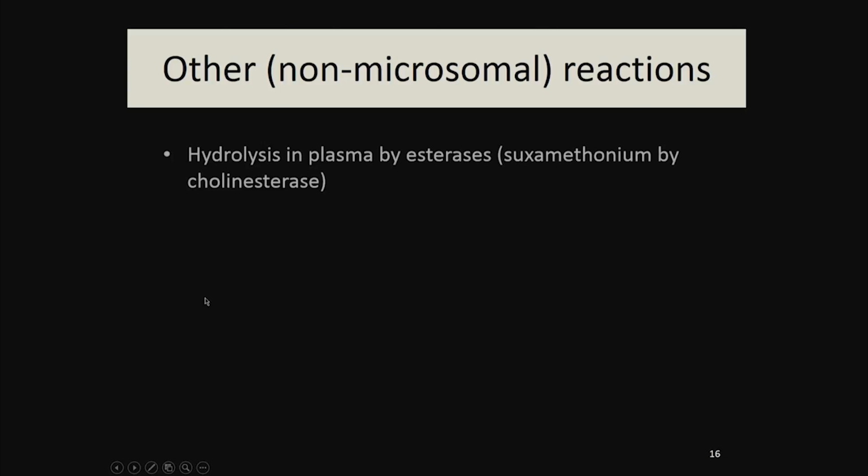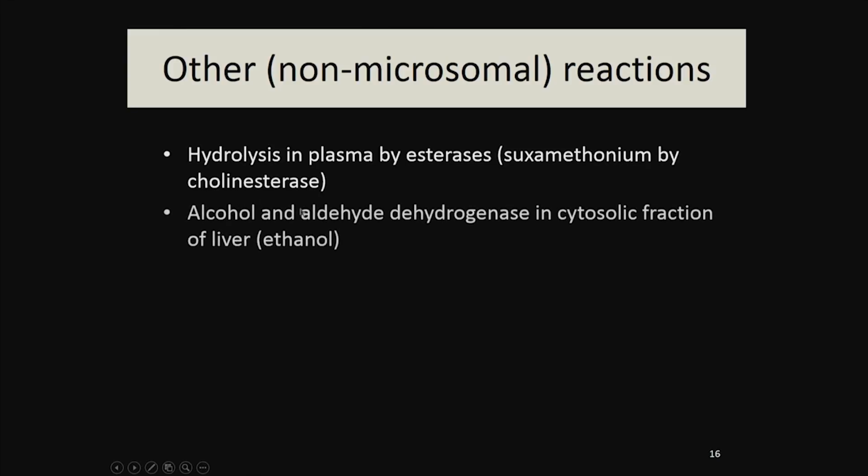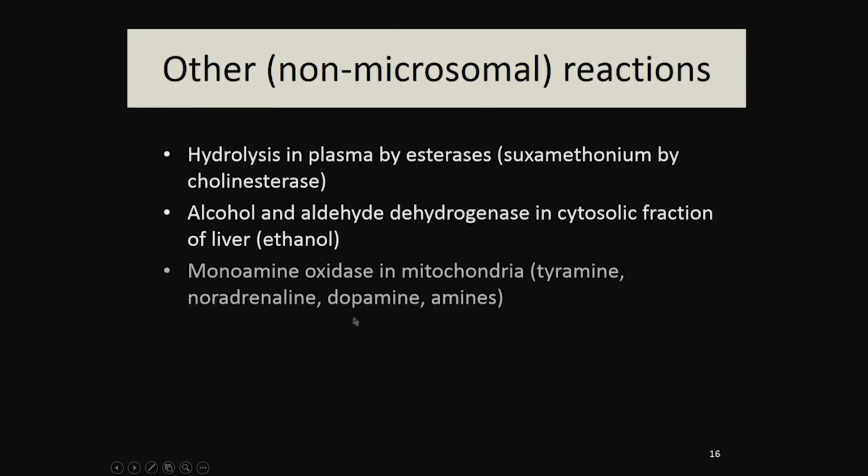There are other non-microsomal reactions. Hydrolysis in plasma by esterases. As you know, esterases act on esters. Okay, like choline esterase, that is in the plasma, not in the liver. In the liver we have predominantly P450 type of enzymes. Okay, alcohol and aldehyde dehydrogenases are in the cytosolic fraction of the liver. Ethanol, if you have, gets dehydrogenated by dehydrogenase enzymes. Okay.